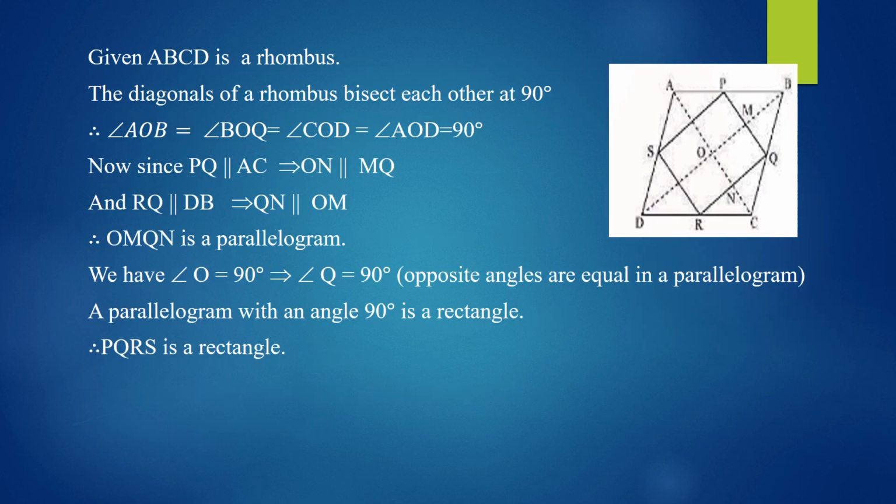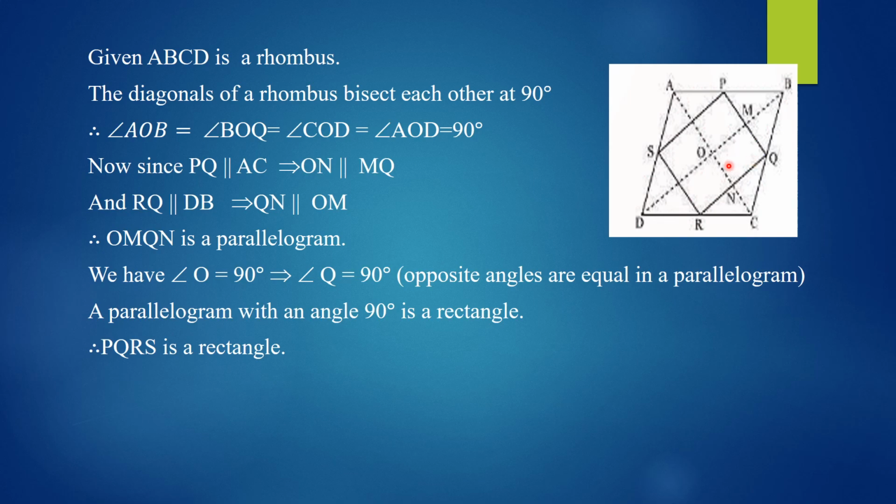To prove PQRS is a rectangle, we are given ABCD is a rhombus. We know the diagonals of a rhombus bisect each other at 90 degrees. So we can say angle AOB equals angle BOC equals angle COD equals angle AOD, each 90 degrees. To prove PQRS is a rectangle, we know it is a parallelogram, and now we are going to show angle Q or angle P or angle R or S equal to 90 degrees.